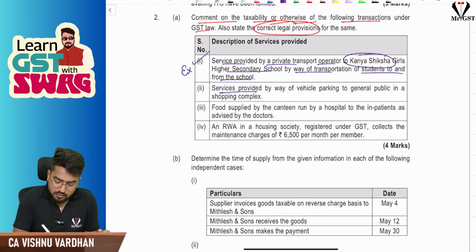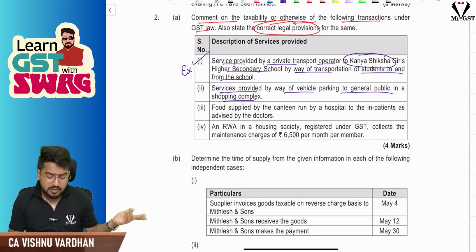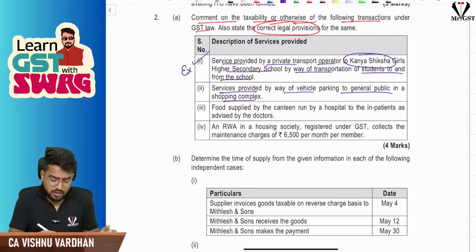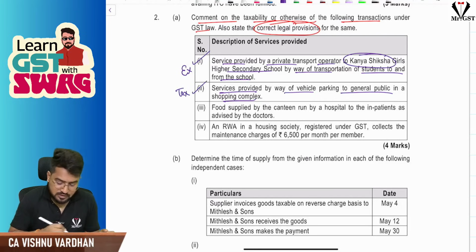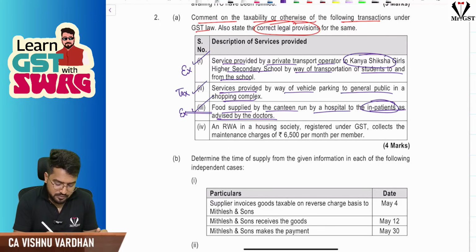Next, services provided by way of vehicle parking to the general public in a shopping complex. For vehicle parking services provided to the general public in a shopping complex or anywhere for that matter, no exemption has been given anywhere in GST law. So this is obviously taxable. Next, food supplied by the canteen run by a hospital to the inpatients. That is important, not outpatients, inpatients, as advised by the doctors. Providing food to patients admitted in the hospital, that is the inpatients, as per the directions of the doctors or the nutritionist, is part and parcel of the composite supply of healthcare service. So it is exempt under GST. Simple one again.